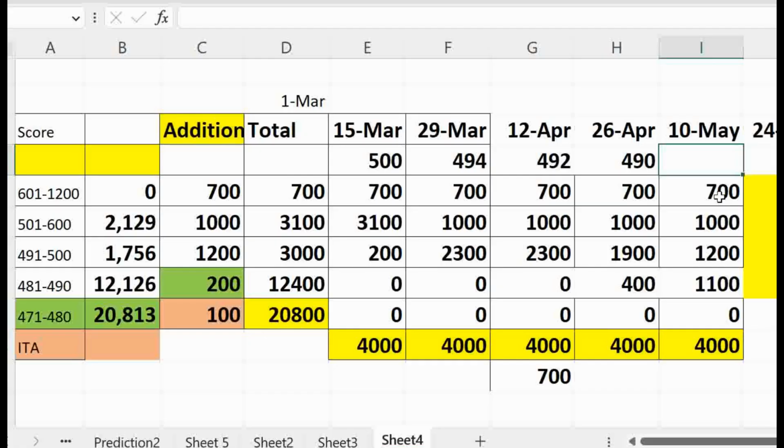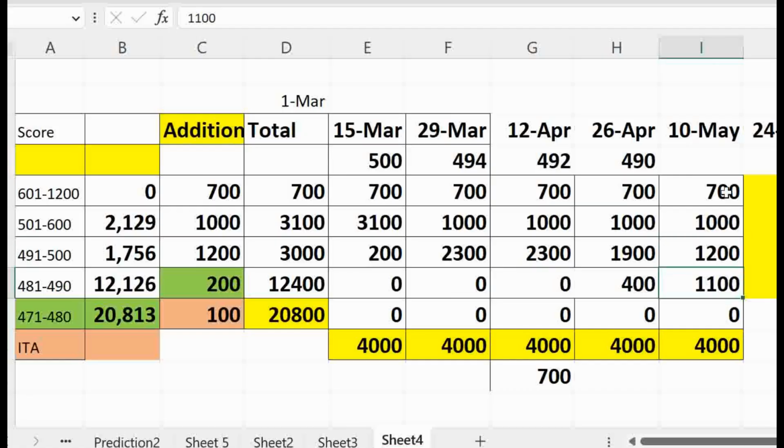Now in the next draw, that is on 10th of May, the 700 will be picked up from this slab. 11,000 new additions will be picked up from this slab. As all were picked up, only new additions will be there in this slab. That is the 1200. And in this slab we were having 12,400 plus 200 additions that we will consider later.